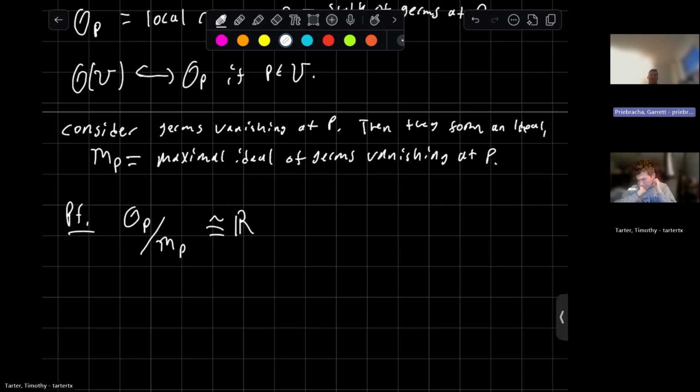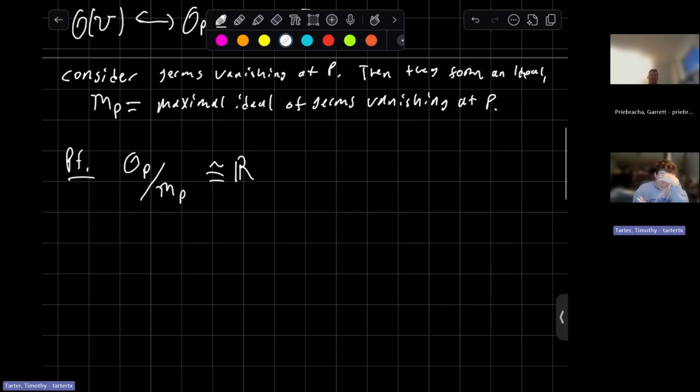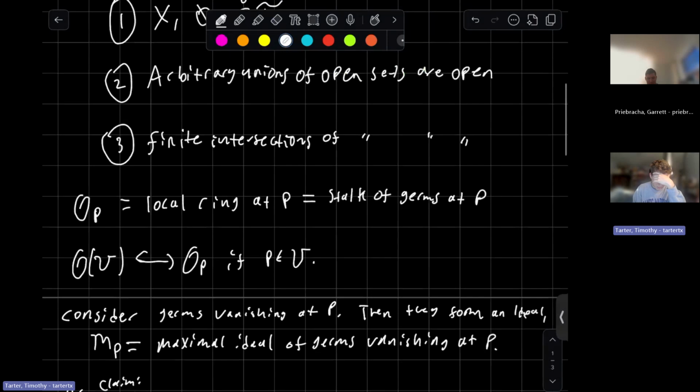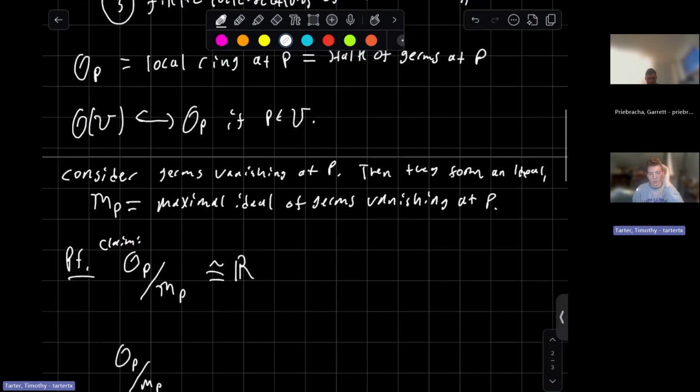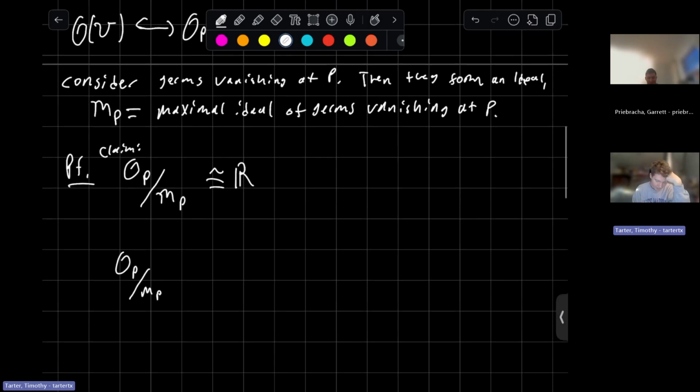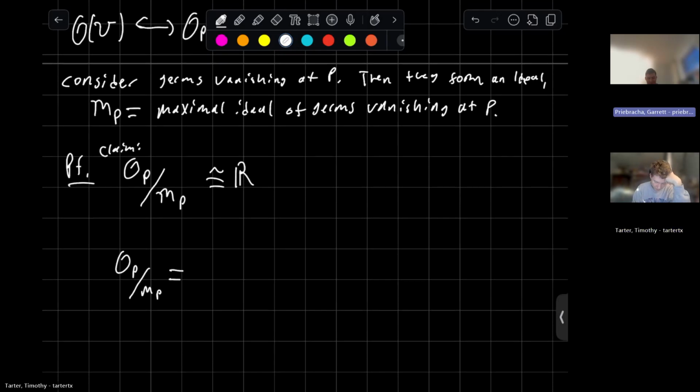Well, okay, I'm going to say that this is our claim. So then O_P: is M_P contained in O_P? Yeah, it is, because it's germs vanishing at P, and O_P is the ring of germs on open subsets containing P.